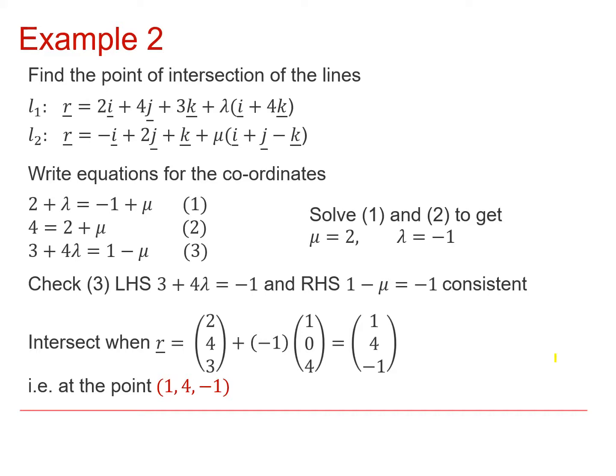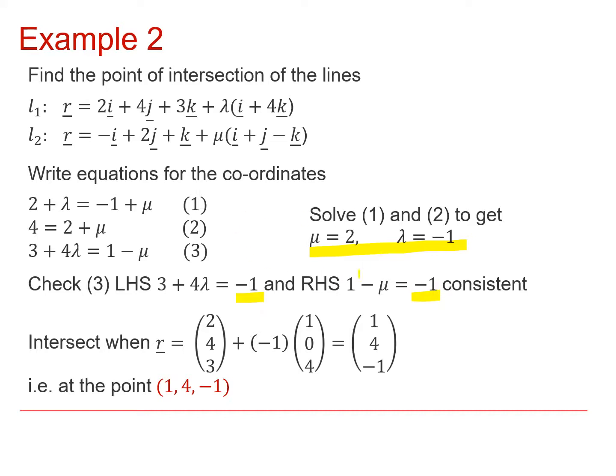There's that written up neatly for you. The first thing is I've pulled out equations for the components for the coordinates. So this is the x, y, and z components. We solve those to get this from the first two equations, and then we check that in 3, and it turns out that we get the same result for both sides, so they are consistent.